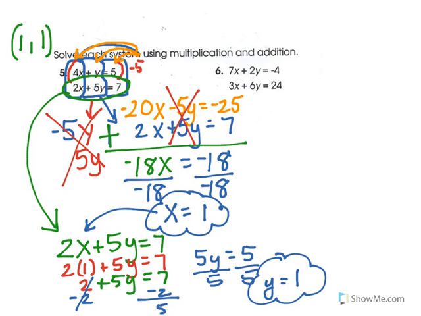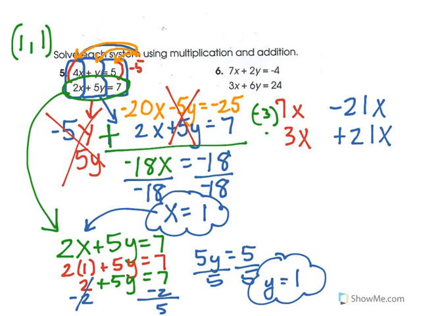Okay, when you look at number 6, you have a column of x's and a column of y's. You could cancel out either or. You have a column of x's that say 7x and 3x. If we wanted to cancel these out, one would have to be negative 21x and the other one would have to be positive 21x. To do that, you'd have to multiply one of them by -3 and the other one by 7. Okay, because common multiple for 7 and 3 would be 21.